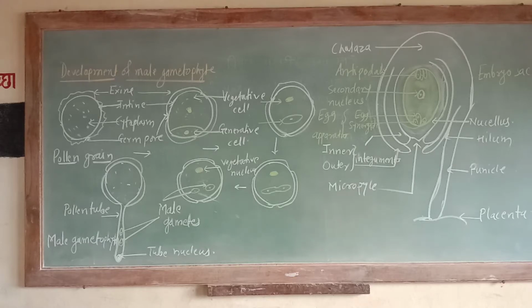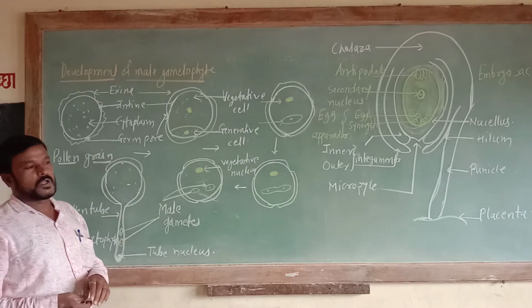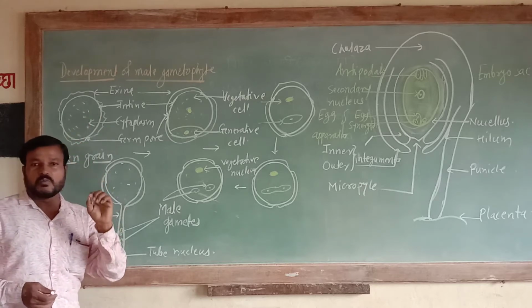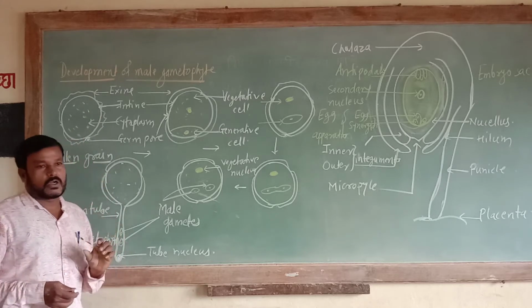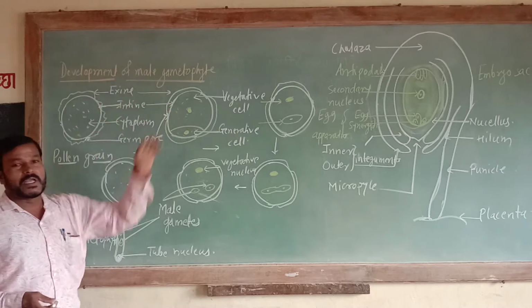Hi students, last time we studied the structure of pollen grain. Pollen grain is the circular, haploid, non-motile male sex organ. Today we are studying the development of male gametophyte.